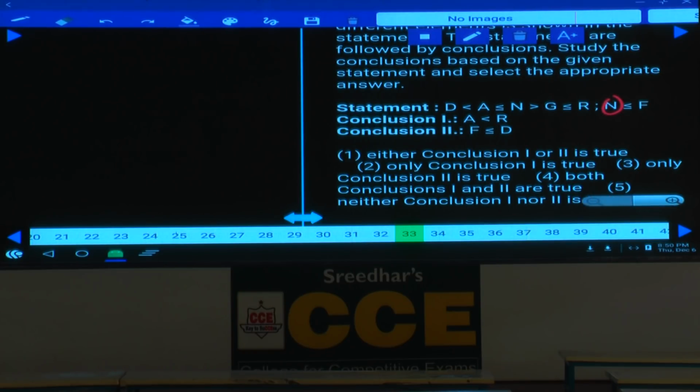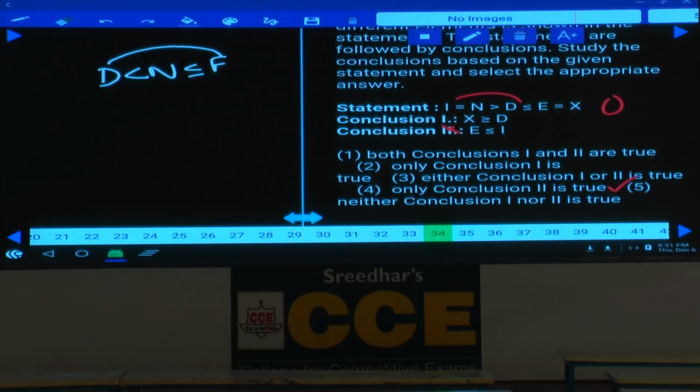N is common. Now D to N, D lesser than N, and N lesser than or equals to F. Now between D and F, lesser than or equals to, which symbol is common here? Only lesser is common. Hence D lesser than F is true, but F lesser than or equals to D is definitely false. Then what is your answer here? Neither one nor two, that is given in choice 5.